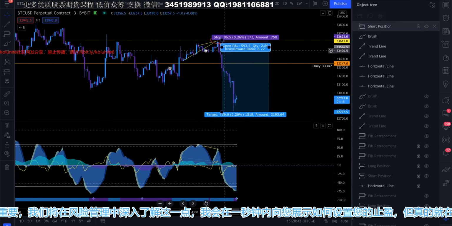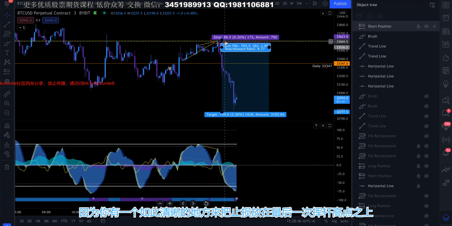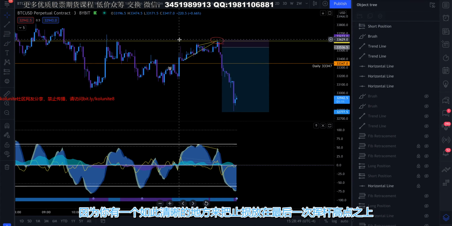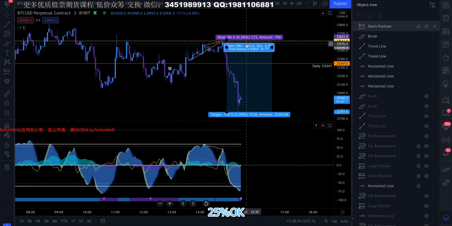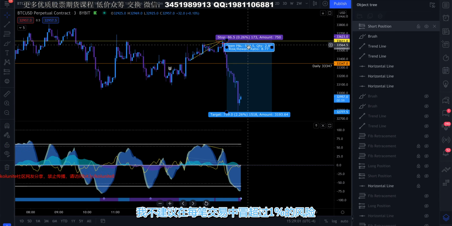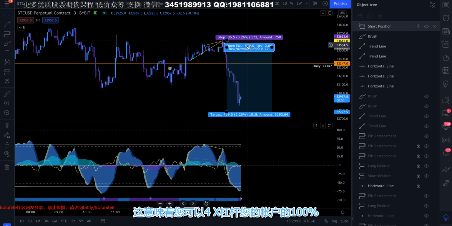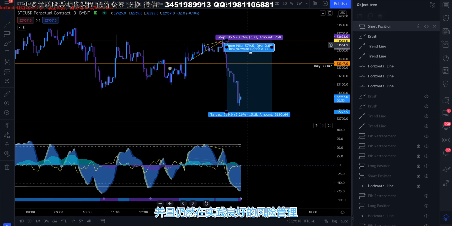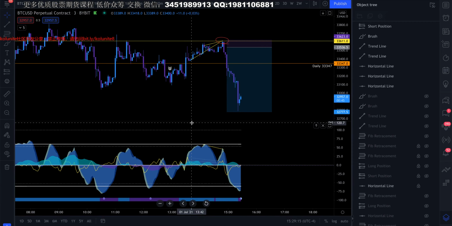But really, right here, because you have such a clear place to put your stop loss above that last swing high, you can risk 0.25%, okay, 0.25%. Now, for beginners, I don't recommend risking more than 1% of your account per trade. Because we're risking 0.25%, that means you can 4x leverage 100% of your account and still be practicing good risk management, okay? I hope that makes sense.